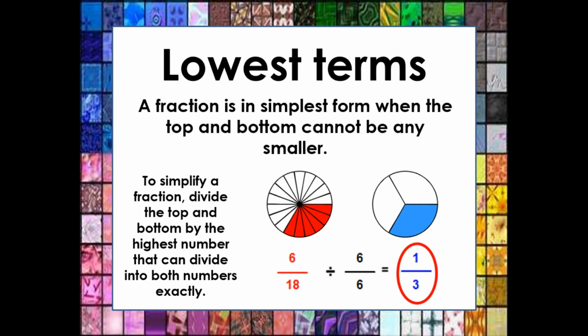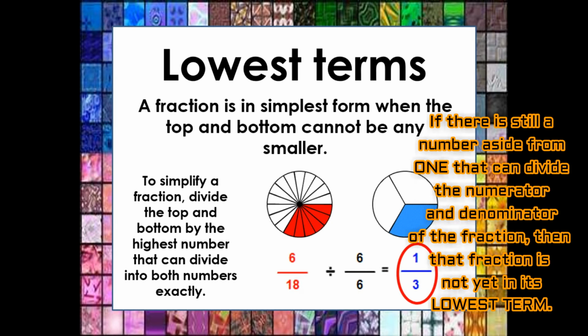Now let's continue. Now let's go to the lowest term. How do we get the lowest term? So, or what is lowest term? A fraction in its simplest form is what we call the lowest term. Ibig sabihin, there is no other number na makamomultiply pa sa numerator at denominator instead 1. So therefore, kung pwede pang i-divide, pwede pang i-reduce ang isang fraction, that is not yet in the lowest term.